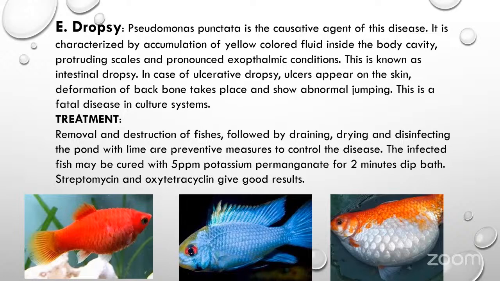Now, how to treat? Removal and destruction of fishes followed by draining, drying and disinfecting the pond with lime are preventive measures to control the disease. So it's a very laborious process. Since we grow these fish in culture medium, we need to clean the entire pond, remove the fish, drain them, completely dry the pond, disinfect it, and then take the preventive measures also.